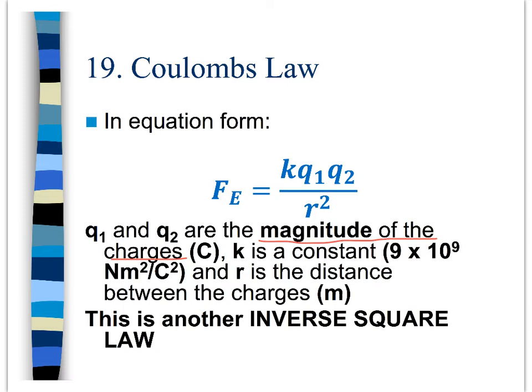The second thing is that this is another inverse square law. We see it's divided by r squared. So the force is proportional to the inverse of the distance between the charges squared. If we double the distance, the force decreases by a factor of 4. And we'll do a few refresher problems with that, just like we did with the universal law of gravitation.